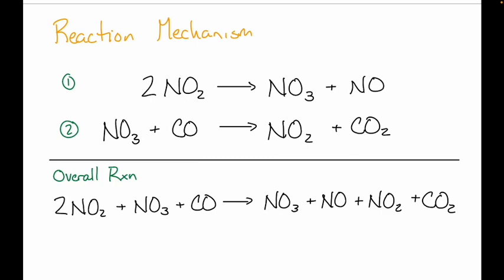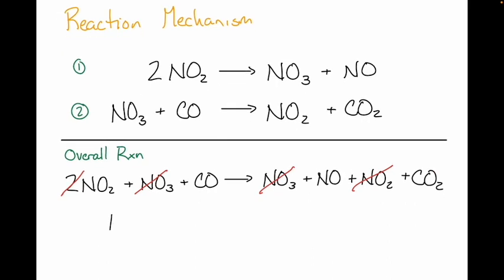So I'm creating one new chemical equation where I put all my reactants on one side, I put all my products on the other side, and then I'm going to go through and cancel anything that's on both sides and combine any like compounds. So I get to cancel my nitrogen trioxide, and I get to get rid of one of these nitrogen dioxides. So my overall reaction here is NO2 plus CO gives us NO and CO2.